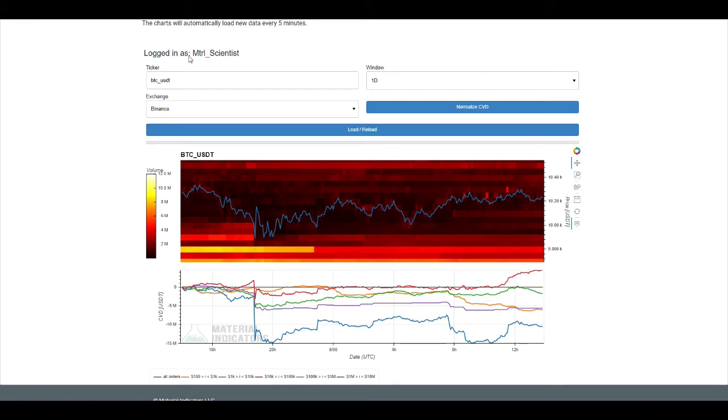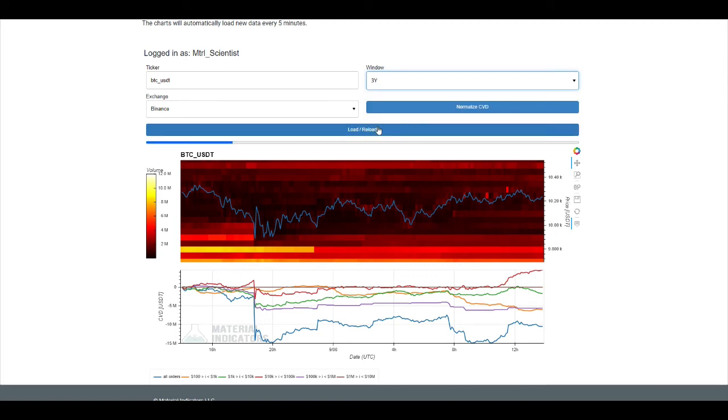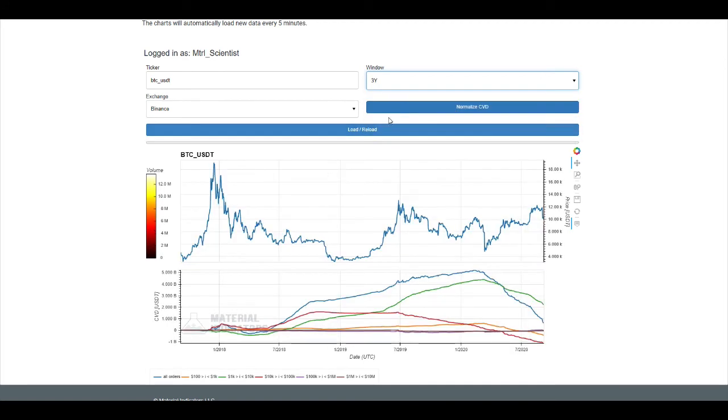This brings us to the upper part of this page, where you can see how you can change the settings of your chart. So here you can just enter the ticker you want. Currently we only offer Binance as the exchange, but this will change later on. Then here you can set the time window of your preference. So if you go to 3 years, then you will see the price history of the last 3 years for Bitcoin.